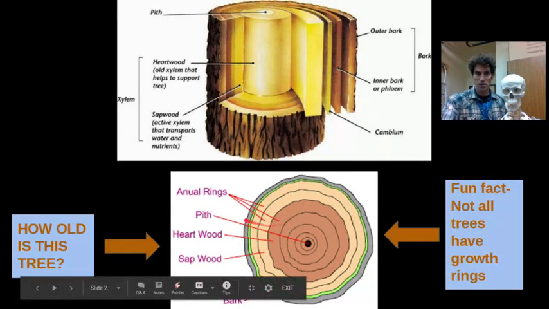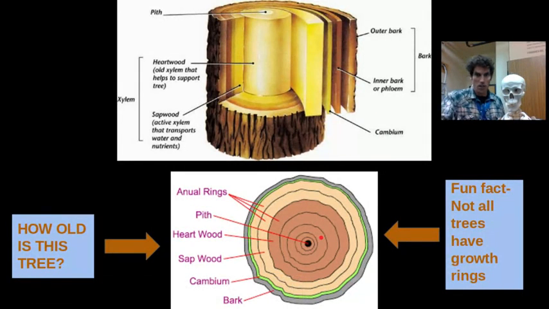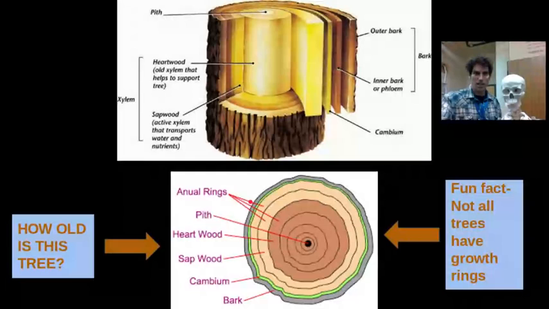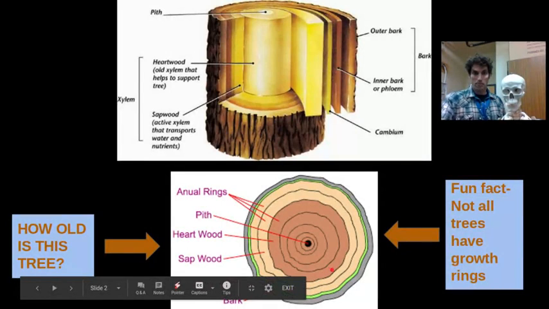And here's a cross section. If you find a stump or something like that, this is what it looks like, where you got your heartwood in the middle, and then you're working your way out towards the bark. And of course, if we were to count these rings, 1 is the middle, 2, 3, 4, 5, 6, 7, 8, 9, 10, about 10 years old. It's about Logan's age. That's how you count the age of a tree.